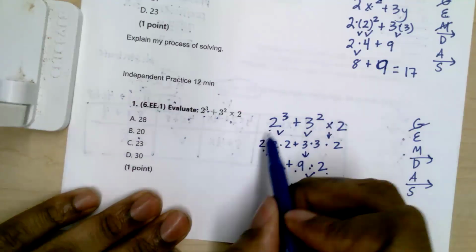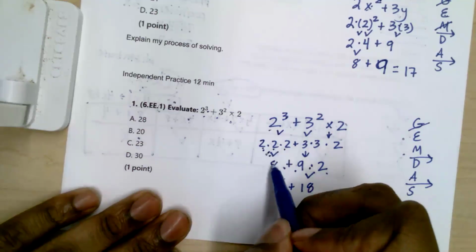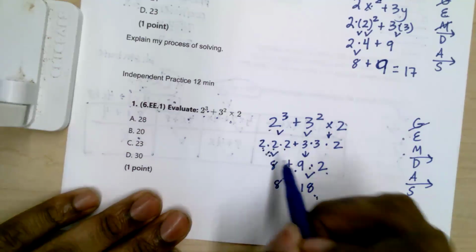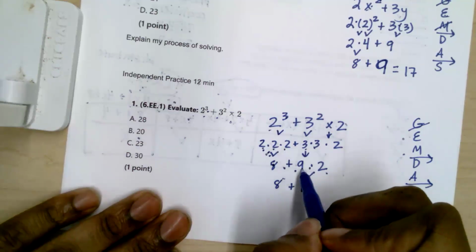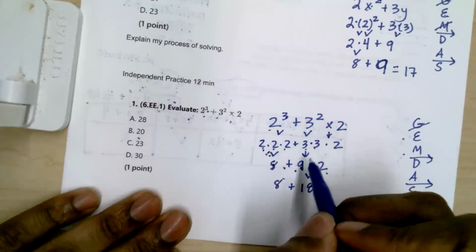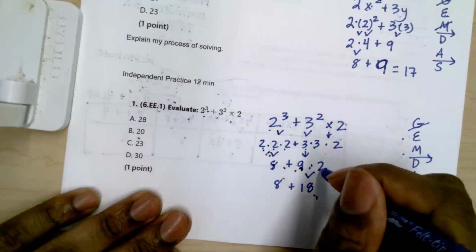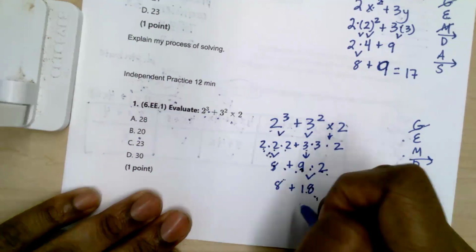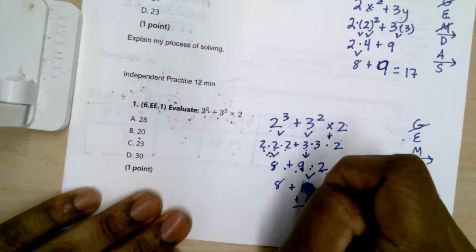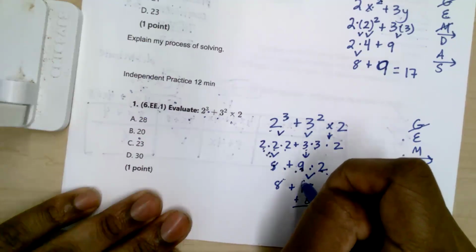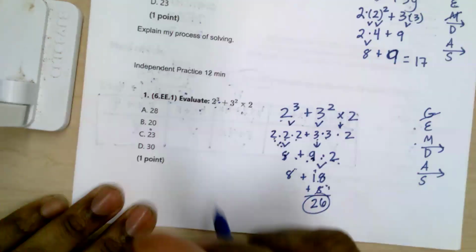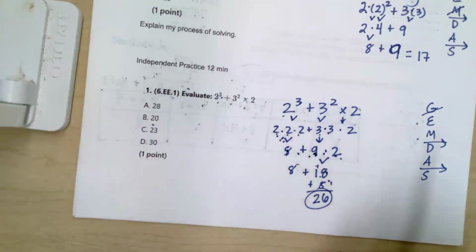2 to the third power is 2 times 2 is 4. 4 times 2 is 8. And then 3 times 3 is 9. 8 plus 9. And then 9 times 2. 9 times 2 is 18. 18 plus 8 is 26. But that answer choice is not there. Interesting. It was very interesting.